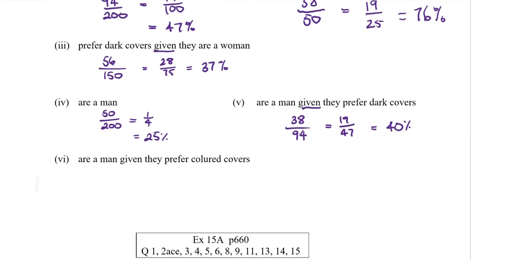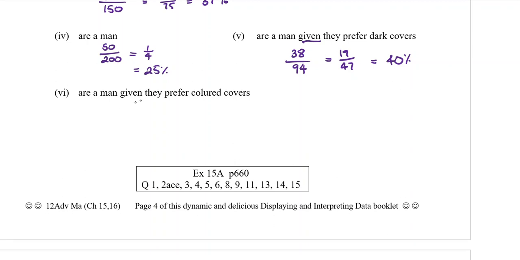And last one, are a man given that they preferred coloured covers? Okay, so let's do the given part first. How many people liked coloured covers? 106. And how many of those 106 were men? 12. So that's 6 out of 53, which is 11%.